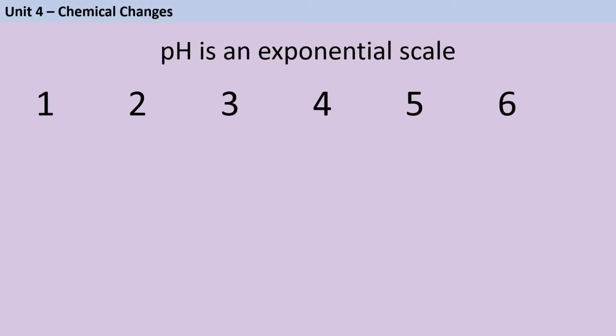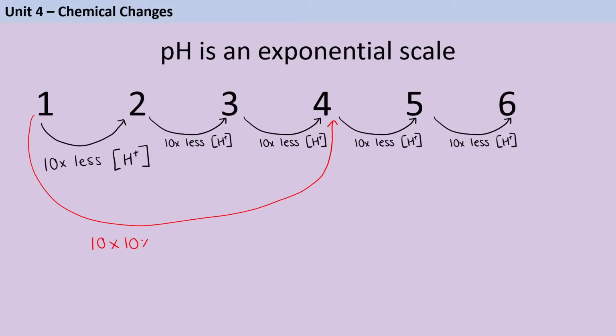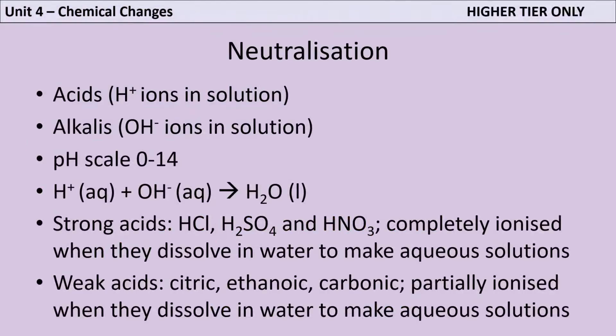Okie doke. So pH is an exponential scale, not a linear one. So that means that for every single number you move on the pH scale, the concentration of hydrogen ions changes by a factor of 10. And actually, it's a negative exponential scale. So as pH increases by 1, there are 10 times less hydrogen ions and the concentration drops by a factor of 10. So if I went from pH 1 to pH 4, that would be 1,000 times less hydrogen ions in the same volume.